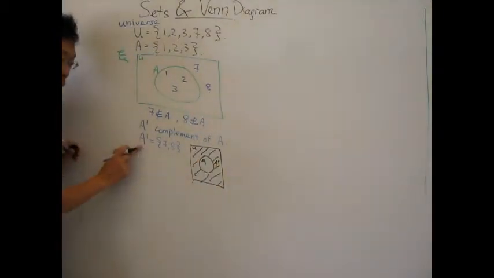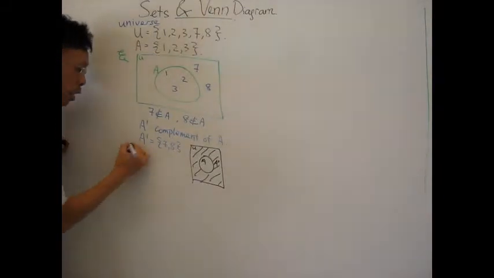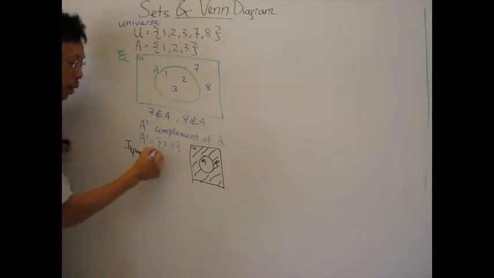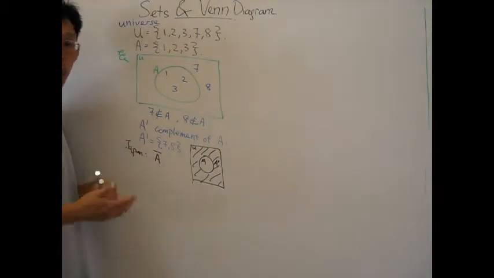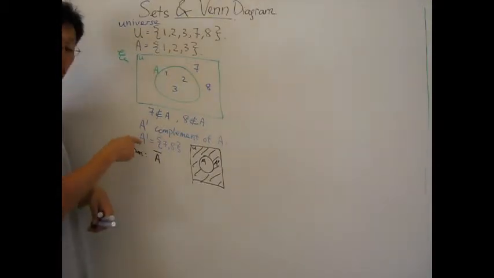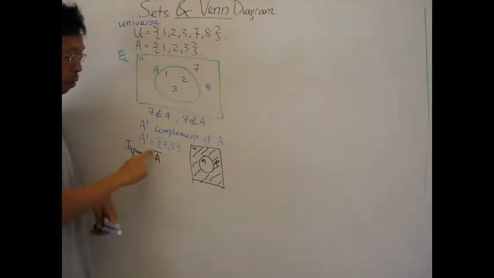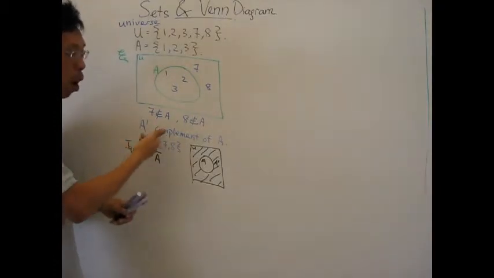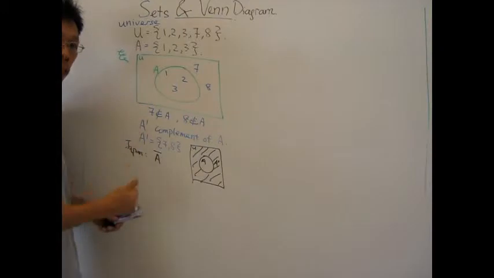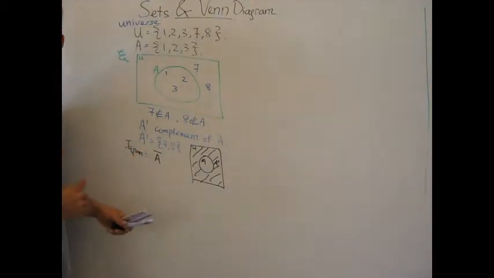In Japan, this A dash is substituted by A with a bar on top. But in this particular course, because I'm preparing you for IB, I will use A dash. In Japan, the bar on top is the same concept as A complement. So A dash, the complement of A, means all the elements not in A. Okay, so now we look at the second concept.